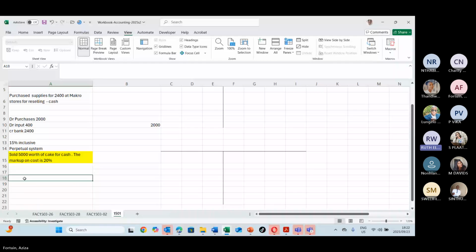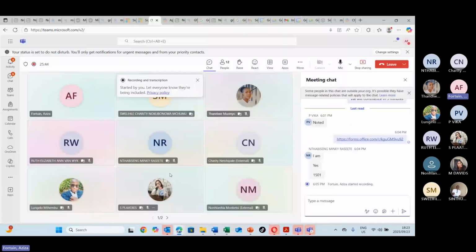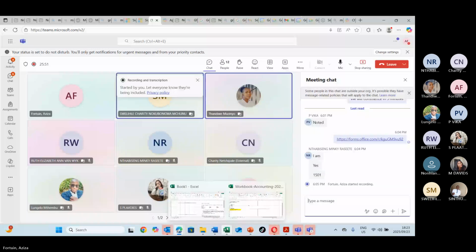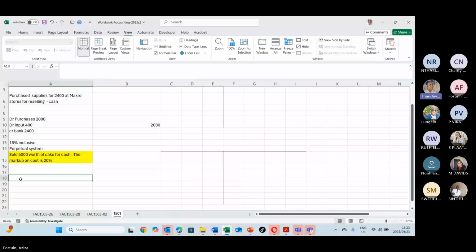Isn't anybody else happy to try this? Marzia, you want to go? Come, this is 1501, Marzia. You must be able to do it quickly. Oh, the connection's not good. Is the connection bad? Charity, do you want to go? Tandiwe? Okay, I just got here. Let me try. Okay, you can try quickly, Tandiwe. Please put the screen back. Oh, there we go. I'm really bad with this.